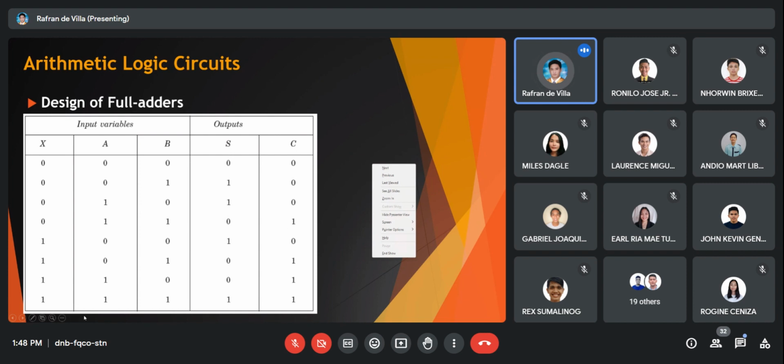So, it's just like doing this. Okay, so let's say 1 plus 1. Diba? So, this becomes 0, and then you have a carry of 1.